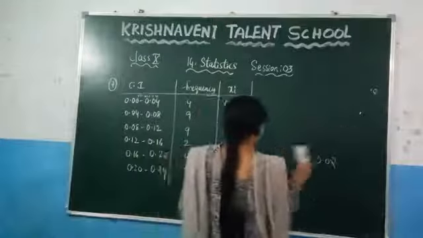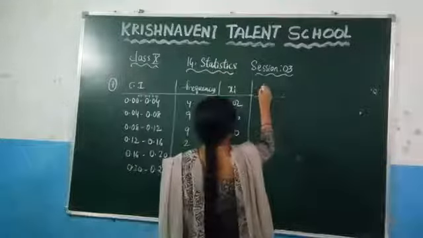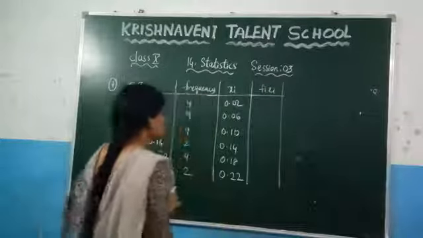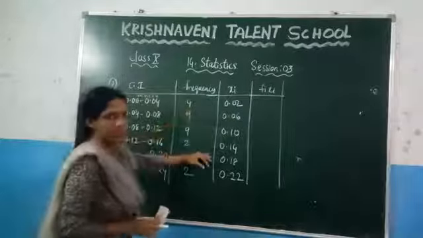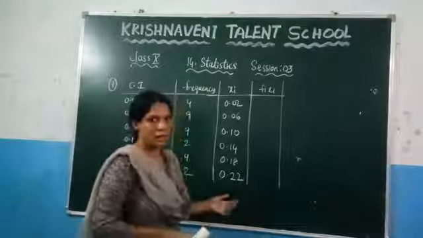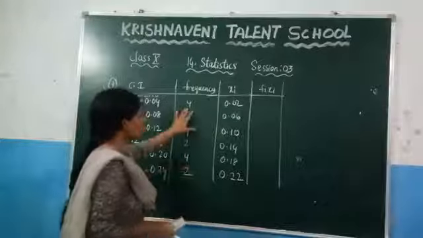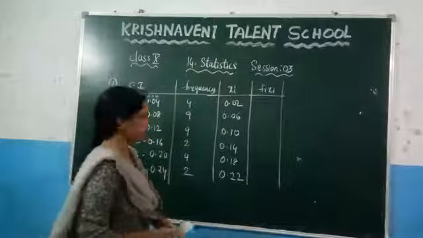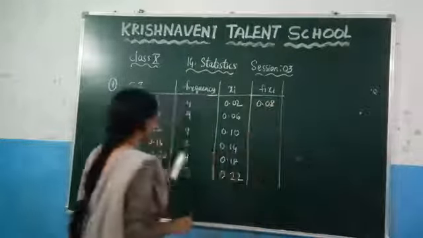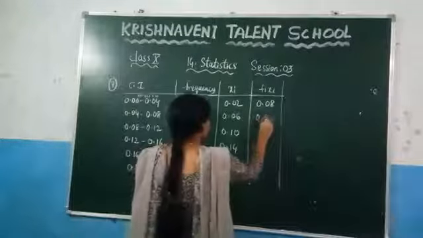Now what do you need to find? You need to find the value of fi xi. Here we are using the direct method, because the values are in the form of decimal numbers. If we reduce these values, the process will become harder. So just multiply these two values, fi xi. What is the value of 4 into 0.02? It gives you 0.08, right?